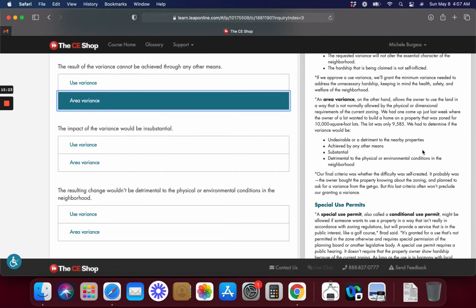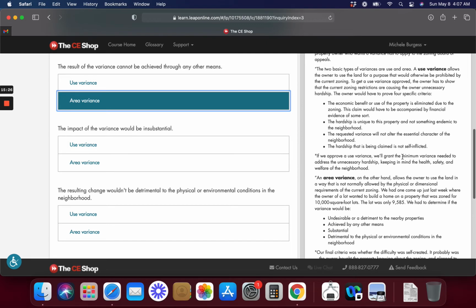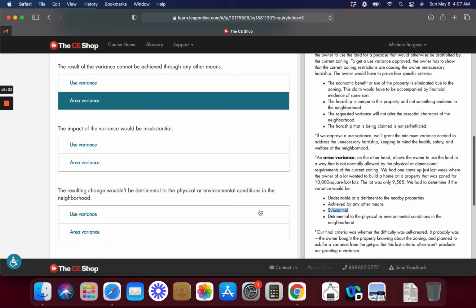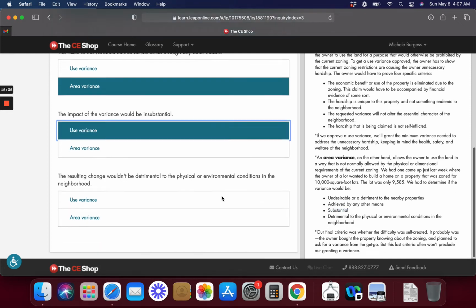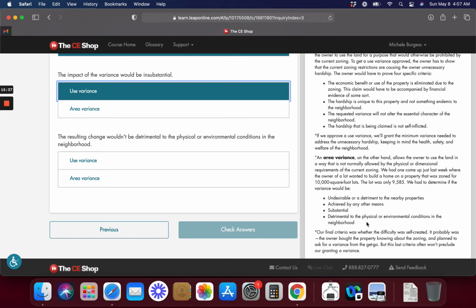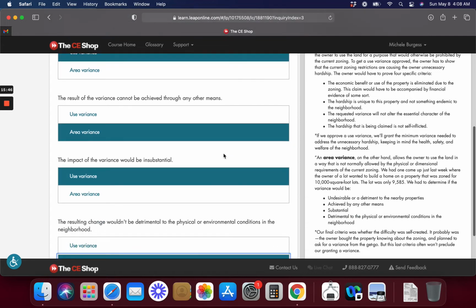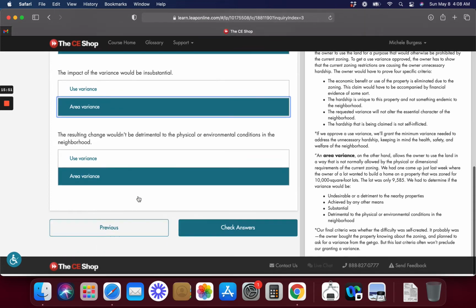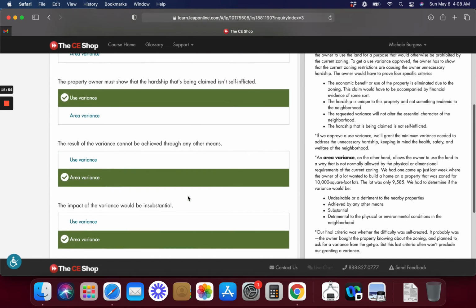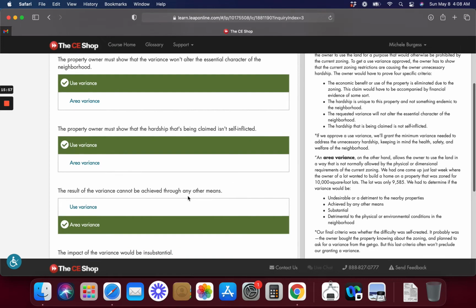The impact of the variance would be insubstantial. Would be use, right? I think, because if it's substantial, it's area. The resulting change would be detrimental to, I think this one might be area. Use, area, the insubstantial. Alright, I'm going to switch it and see what happens. Oh, got it right. Okay. I thought this was almost the same as the last one. The first two were use variance, and the last three were area variance.